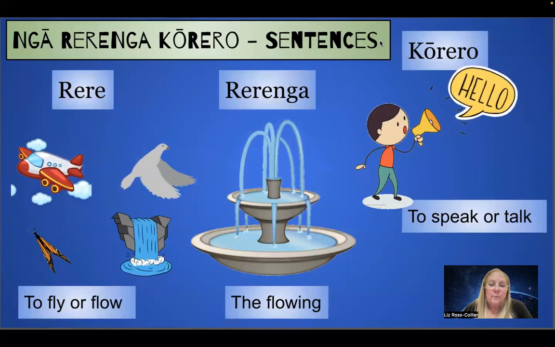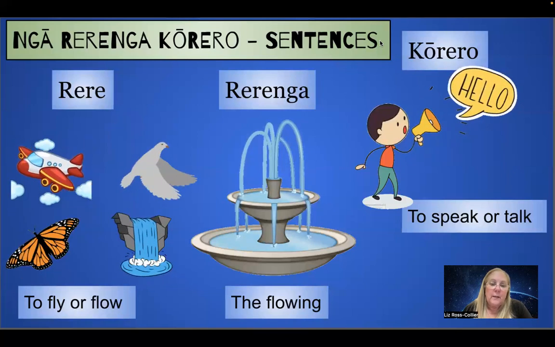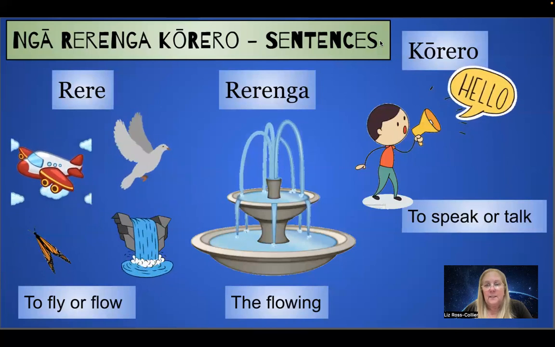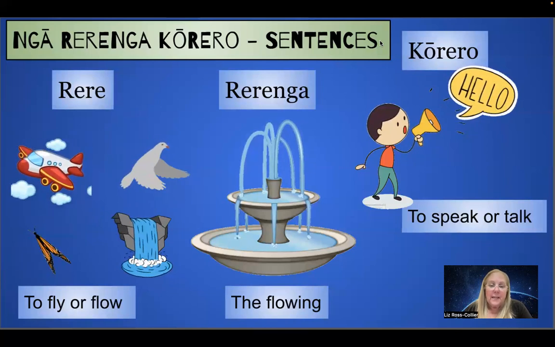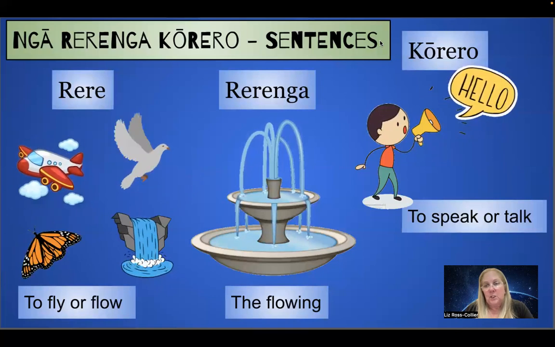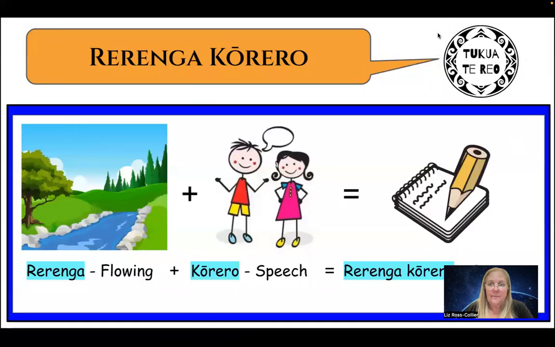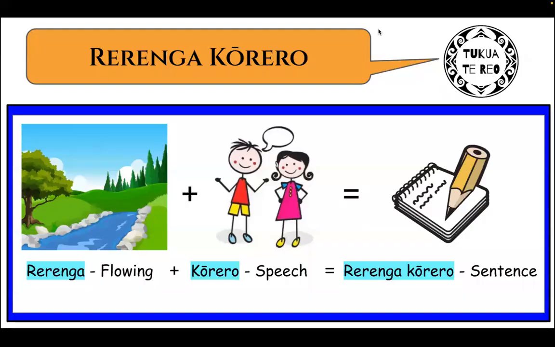While rere is an action word, rerenga is a naming word or a noun used to describe the flowing of something, such as the river, or in this case, language. The last part of this term is the word kōrero, which means to speak or speech. So when we combine the words rerenga, which means the flowing, and kōrero, we have rerenga kōrero, which means sentence.